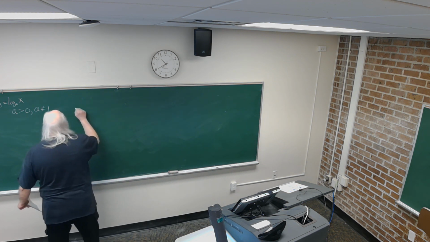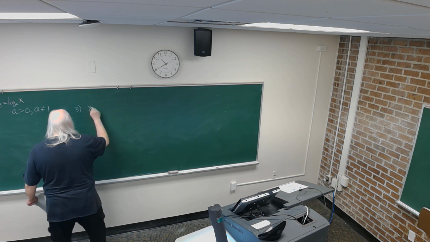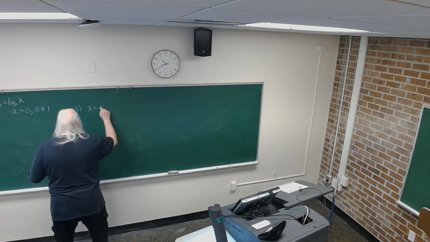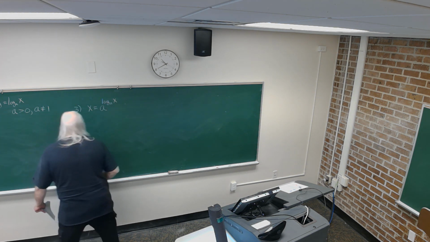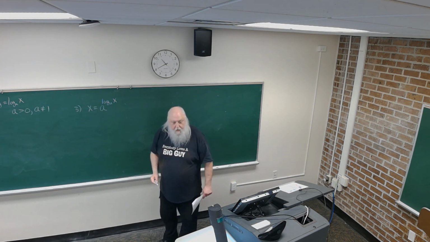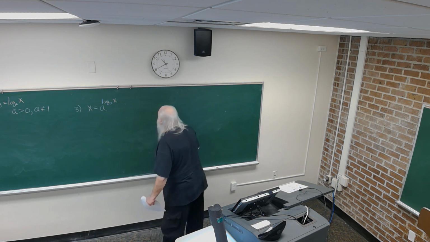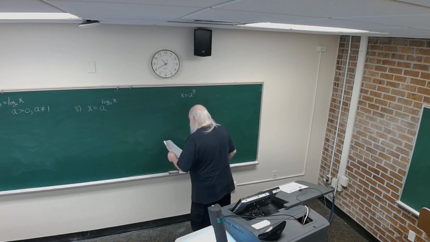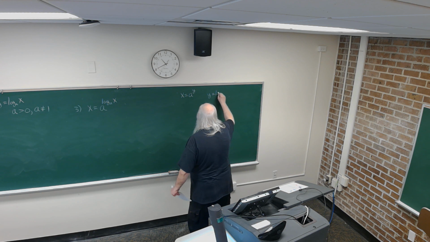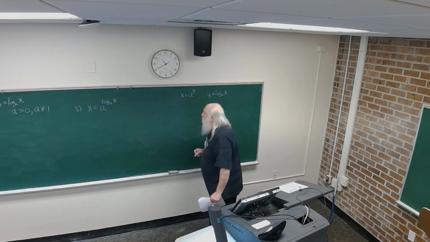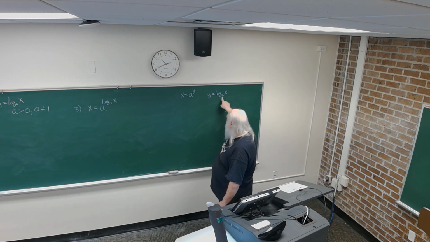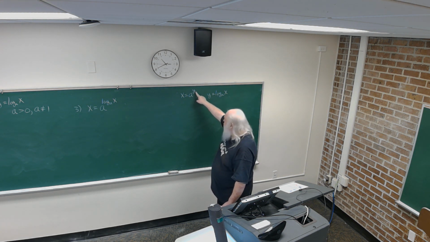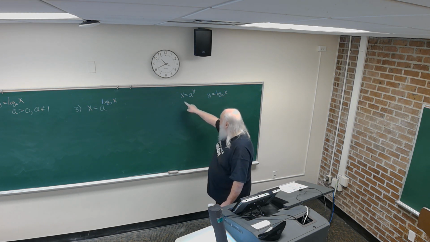The third property, we have x is equal to a raised to log base a of x. Now, how did I get that? Okay. Well, let's put our equivalent equations up on the board. Okay. x is equal to a to the y. Okay. And y is equal to log base a of x, right? So if I replace y here with log base a of x, I get x is equal to a raised to the log base a of x.